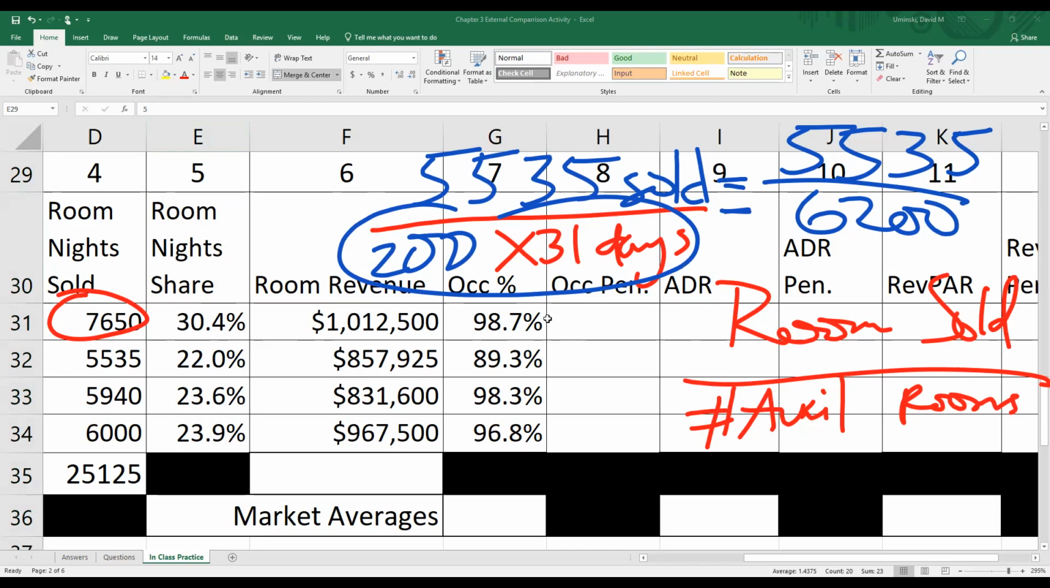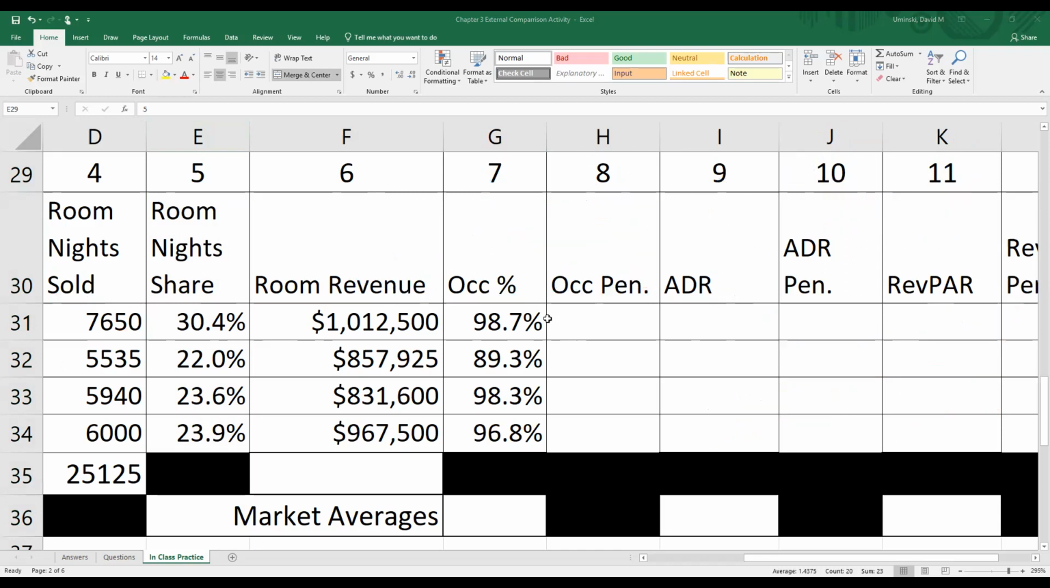The homework, yeah, it's this. Oh, so for you, are you getting the right answer or the wrong answer? Yeah, you could do it that way. It should work that way as well. So if you did 7650 divided by 31 divided by 250, yeah, it's the same thing.